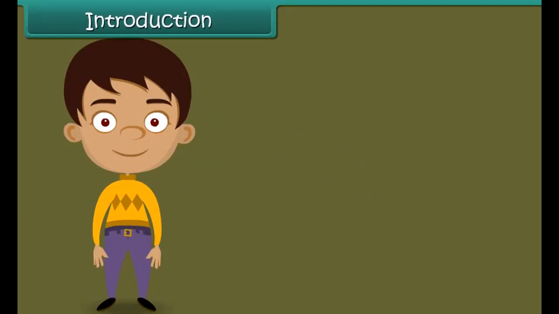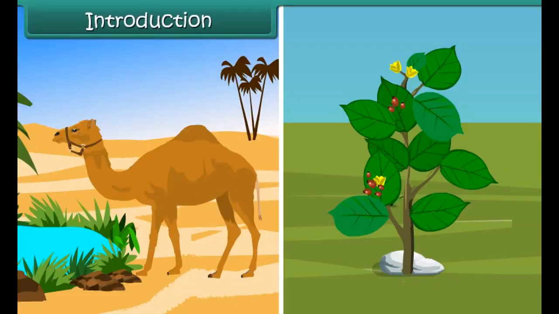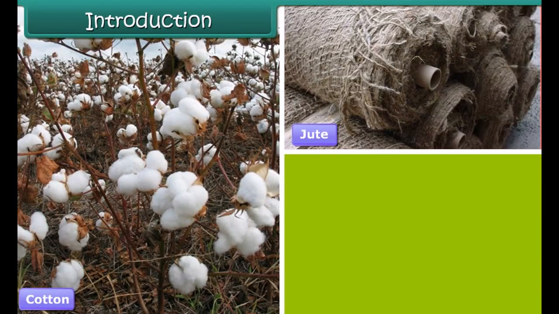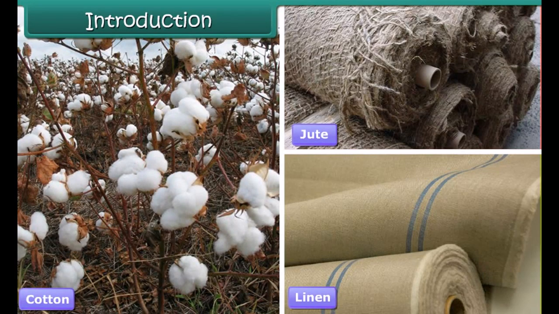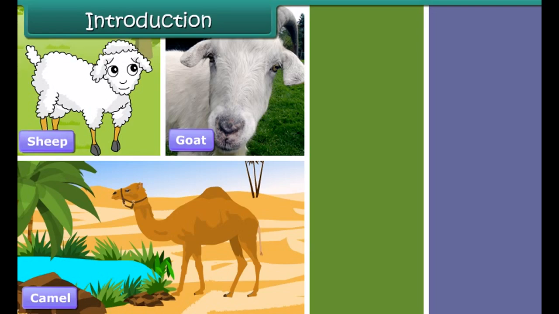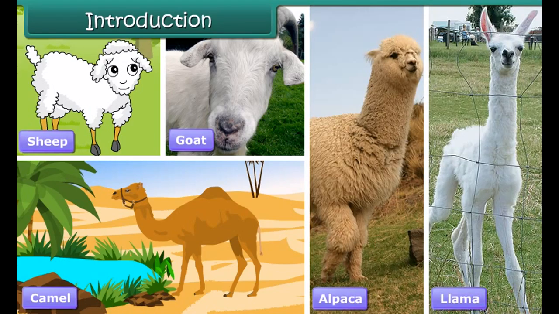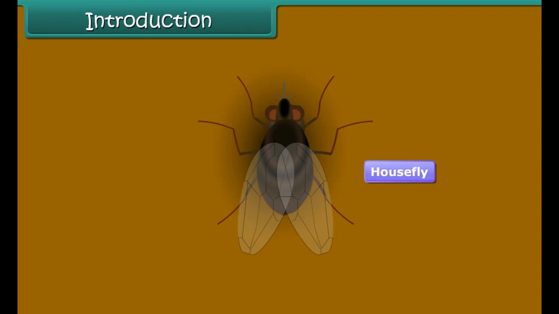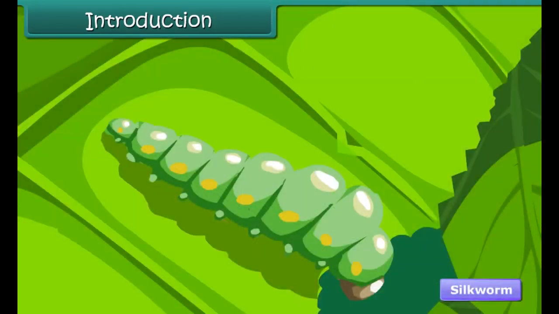Introduction. Fibers can be obtained from both plants and animals. Some familiar plant sources of fiber are cotton, jute, and linen. Some well-known animal sources of fiber are sheep, goat, camel, alpaca, and llama. If we treat insects as different from animals, then the silkworm can be classified as an insect source of fiber. In this lesson, we learn about an animal fiber, namely the wool, in detail.